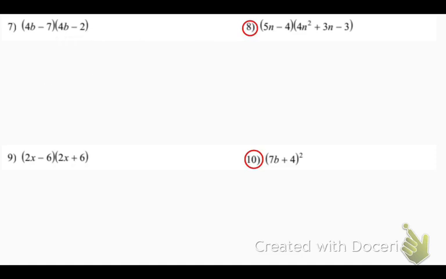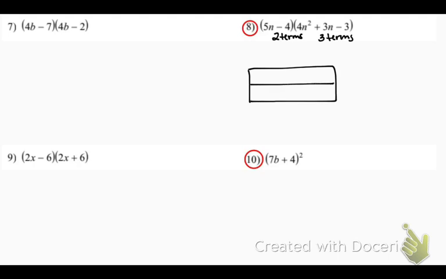Now, the way I am more inclined to show it is using the box method. So for number 8, this is going to be one of the more difficult ones. Okay? I have 2 terms over here and 3 terms over here. So that means my box that I'm using to multiply is going to be a 2 by 3 box. So I am going to have 2 rows and 3 columns. So down I have 5n minus 4. And across I have 4n squared plus 3n minus 3.